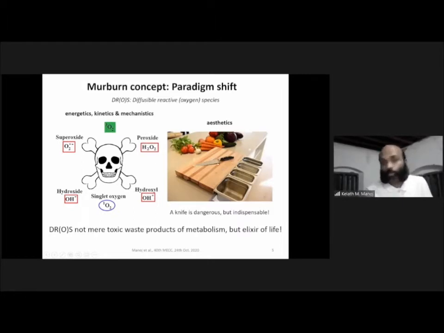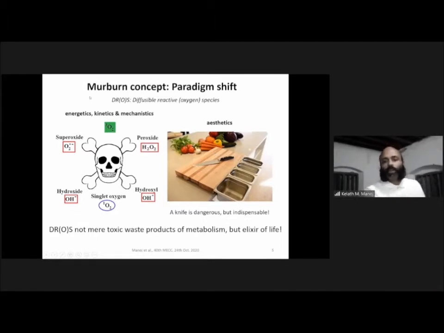But I would say a knife present in the kitchen can harm you only if you abuse it. Otherwise, it's a very useful tool. So with that, I would like to present how the involvement of these reactive oxygen species explains certain redox enzyme mechanisms better with respect to energetics, kinetics and mechanistics, and this far outweighs the aesthetics concern that one might have.